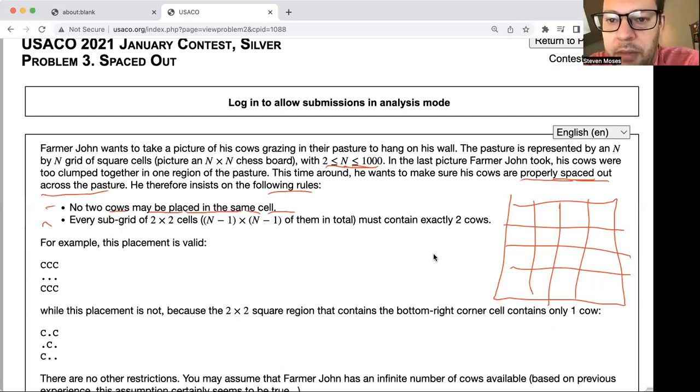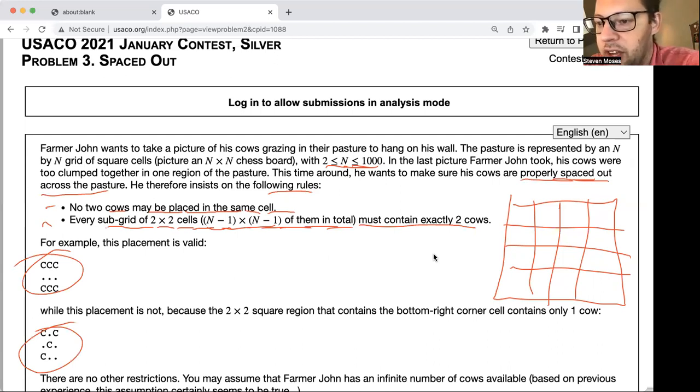Rule number 2, every subgrid of 2 by 2 cells, which is n-1 times n-1 of them total, must contain exactly 2 cows. For example, this placement is valid, while this placement is not, because the 2 by 2 square region that contains the bottom right corner contains only 1 cow. Corner cell only contains 1 cow. So there's only 1 cow in this region. So we have to have 2 cows as a minimum.